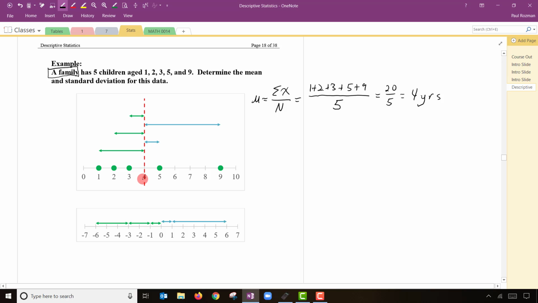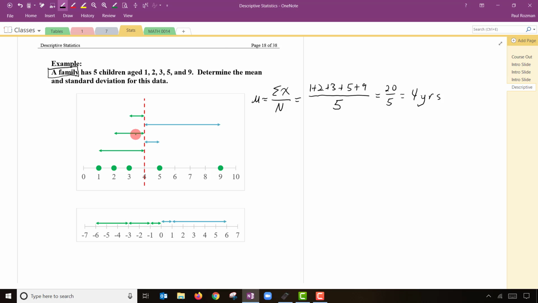Now, what is standard deviation? It's basically the average distance that any of the values is away from that mean. So I've put in the distances here. Like the 1-year-old is 3 units away from the mean. And the 2-year-old is 2 units away from the mean. And the 3-year-old is 1 unit away. And the 5-year-old is 1 unit away. And the 9-year-old is 5 units away. So these are the distances away from the mean. And I want the average of those distances. That's what standard deviation is.